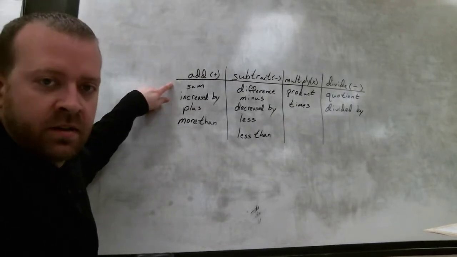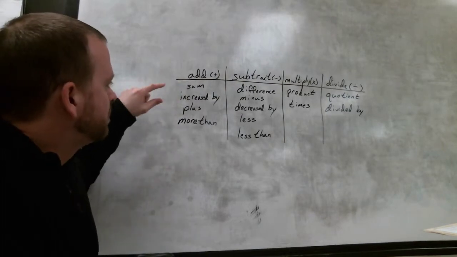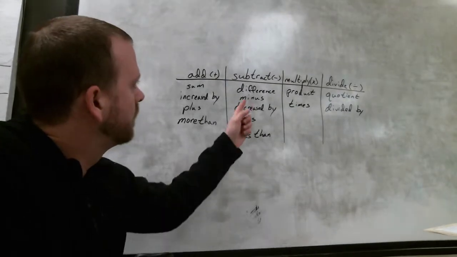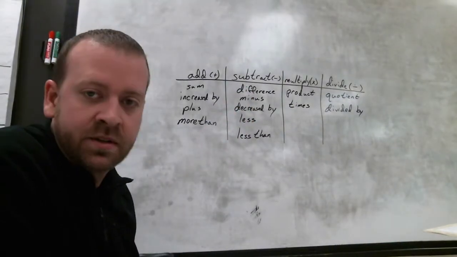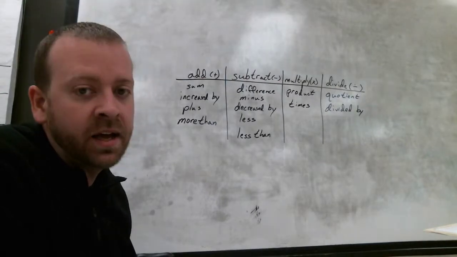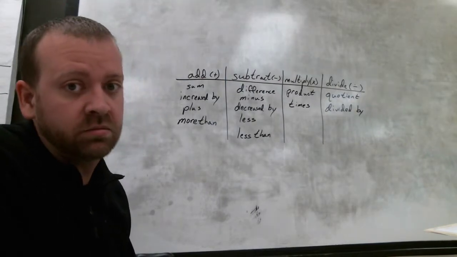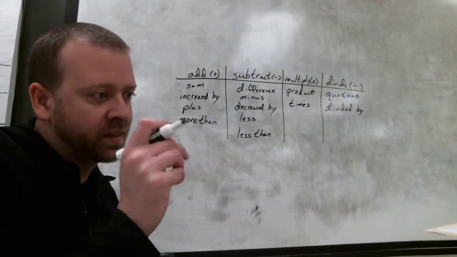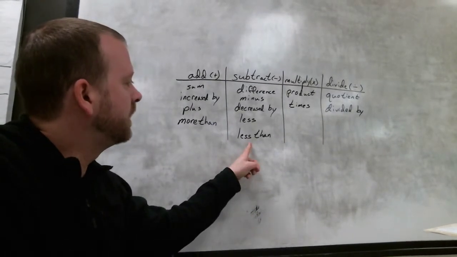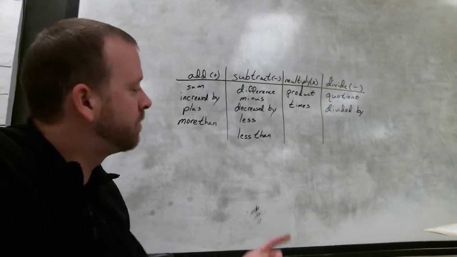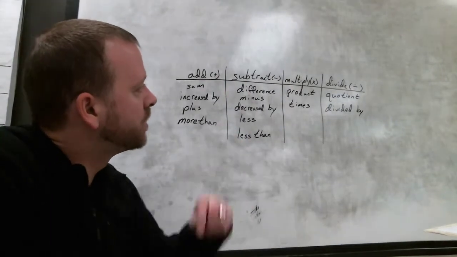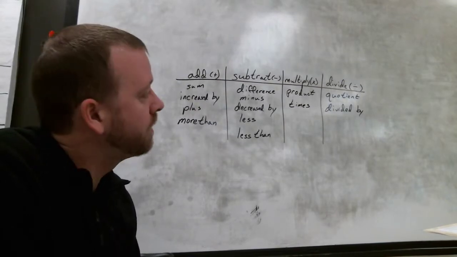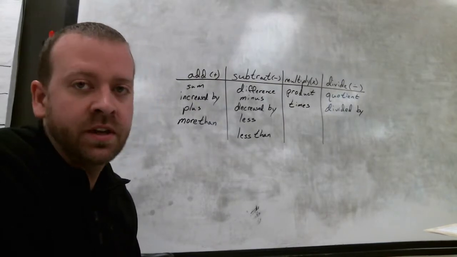If you're going to add, you've got sum, increased by, plus, or more than. See those? You're going to add. To subtract, you see the words difference, or minus, or decreased by, or less than. You're going to subtract, unless you're talking about comparing numbers where you're using the greater than, less than, equal to stuff. But in just a regular word problem, less than. If you're going to multiply, you're going to see words like product or times. And divide, quotient, and divided by.